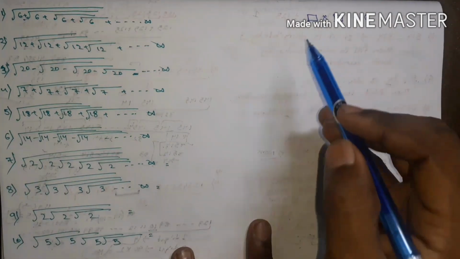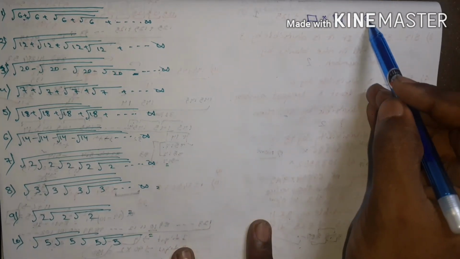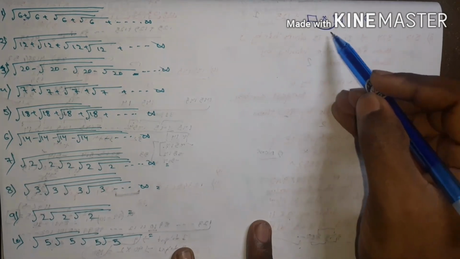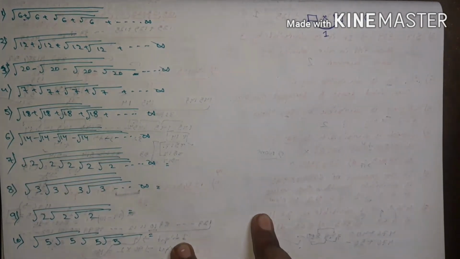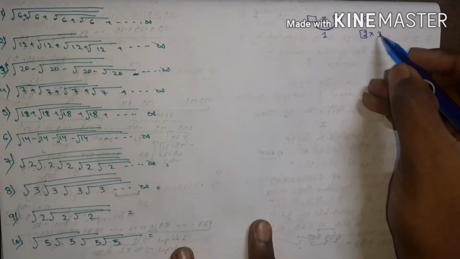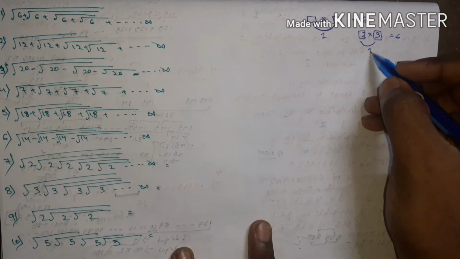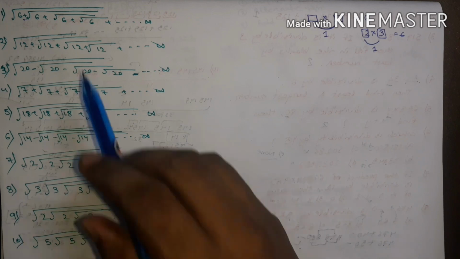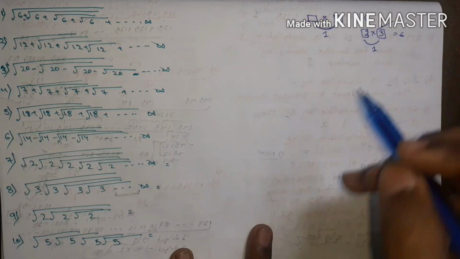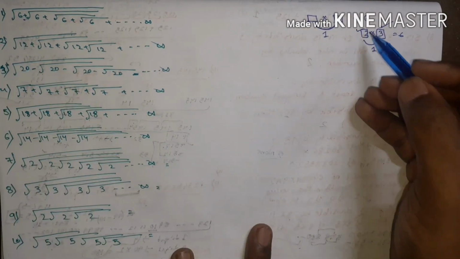Then, you tell me which two numbers multiply to give 6, but the difference between them will be 1. Which numbers are those? 2 into 3 equals 6, and the difference between 2 and 3 is 1. Okay, if there is addition, then you have to choose the large number. If there is subtraction, you have to choose the small number.